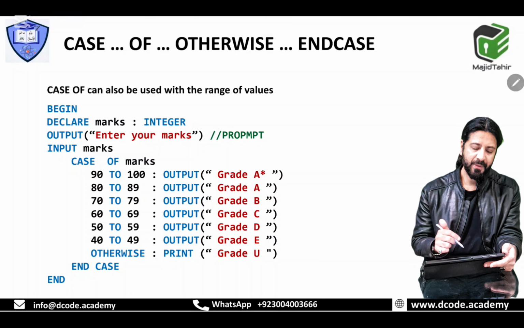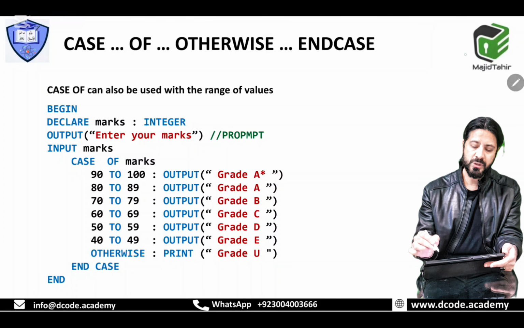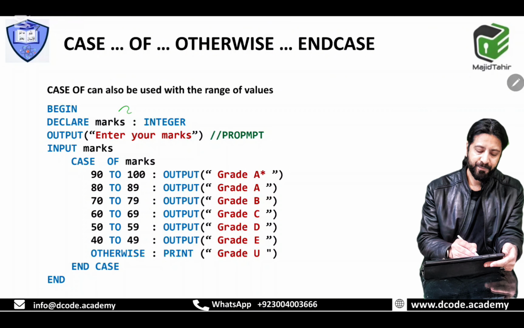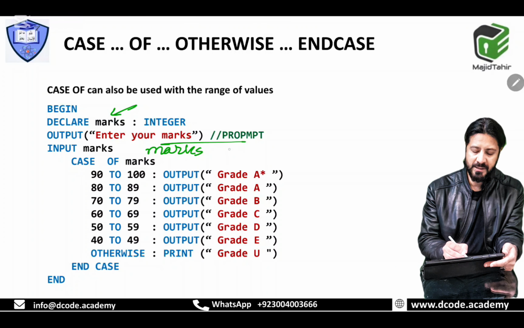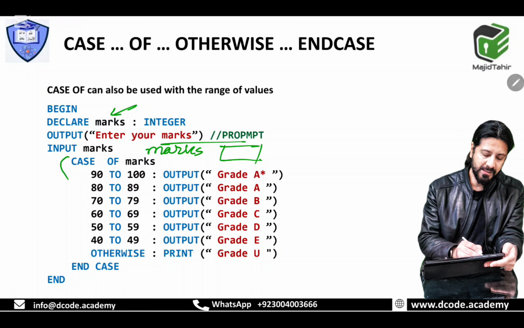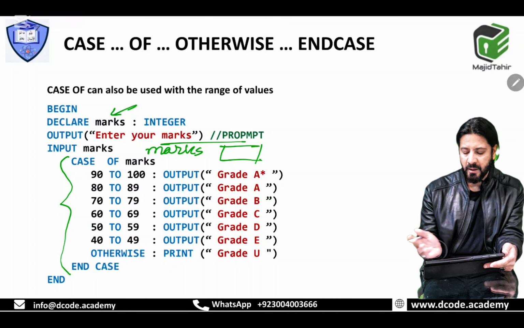Now you can see input marks. The user can input marks. We have declared a variable of marks. The prompt statement for the user, input marks. Now the marks variable can hold some marks in it. And then this is the case statement where there are ranges of values.